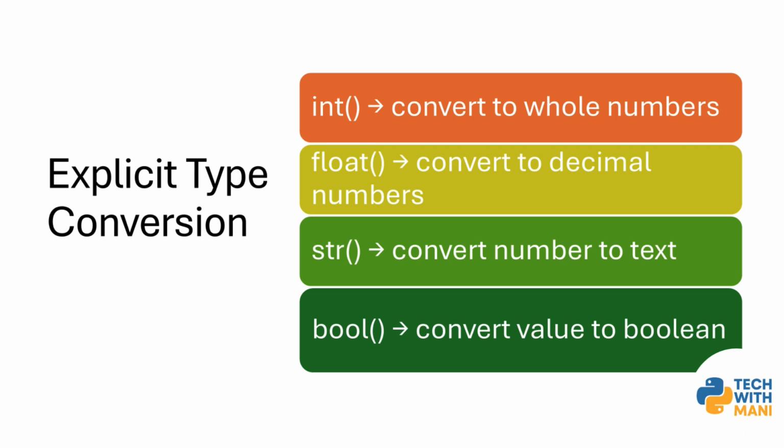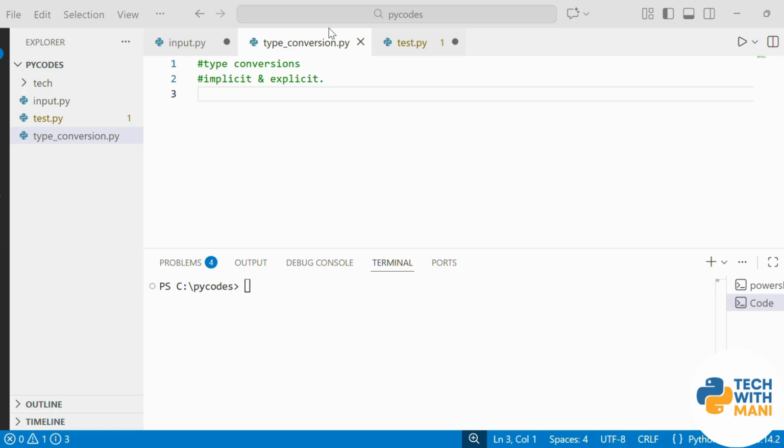There are four basic types: integer, float, string, and boolean. Using these methods, we can convert values into an integer type, a decimal, string characters, or a boolean. Is it true or false? Let's understand this with real examples. Let's start with implicit.